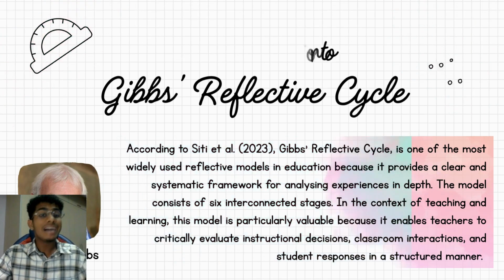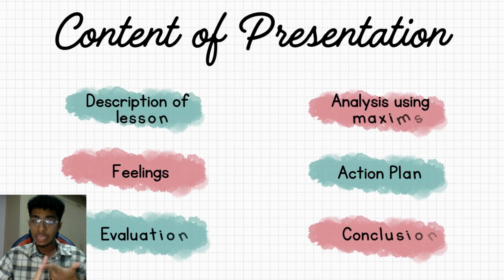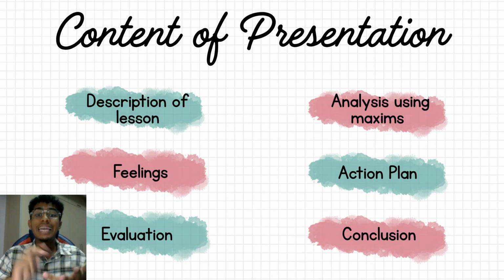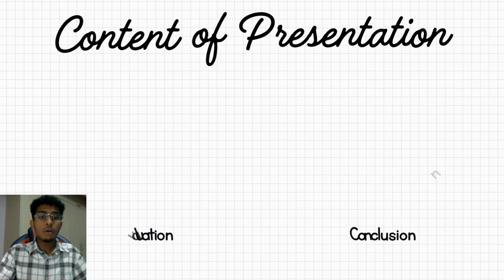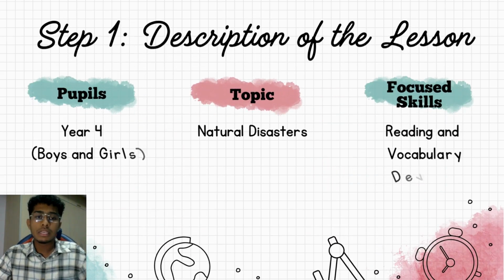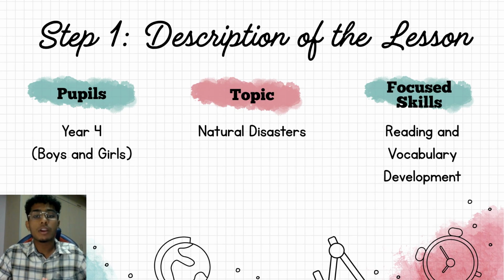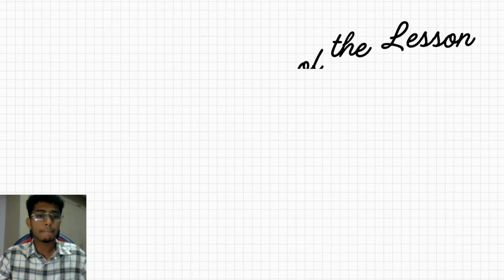So the stages are description of lesson, feelings, evaluation, analysis using maxims, action plan, and finally conclusion. So now let's take a look at the first step. Step 1 is description of the lesson. So this lesson is for year 4 pupils consisting of boys and girls, and the topic is natural disasters, and the focus skill is reading and vocabulary development.